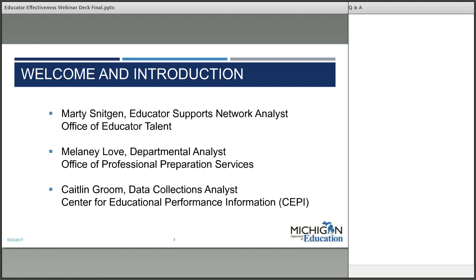They work with the certification side of everything, and she will be talking about viewing ratings in MOEX, the Michigan Online Educator Certification System. And then also today we have Caitlin Groom, a data collections analyst from the Center for Educational Performance Information, otherwise known as CEPI, C-E-P-I. And she'll be talking about the REP, which is the Registry of Educational Personnel.